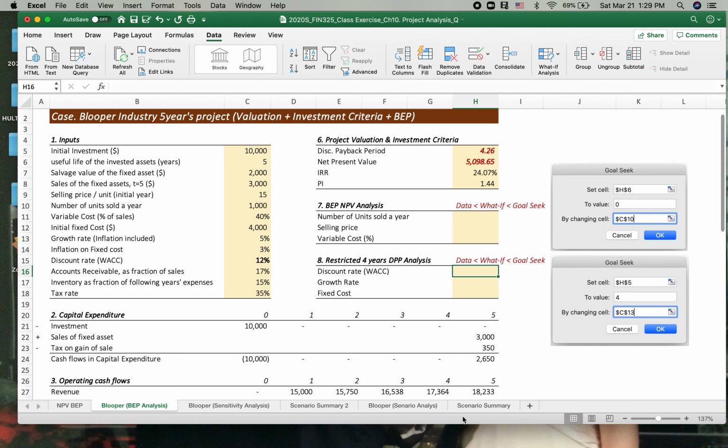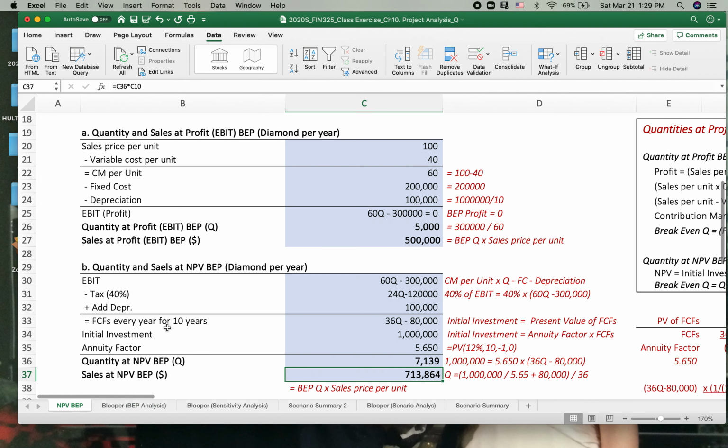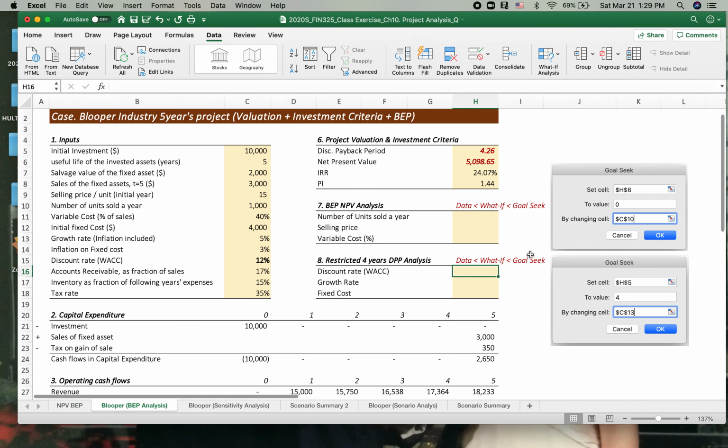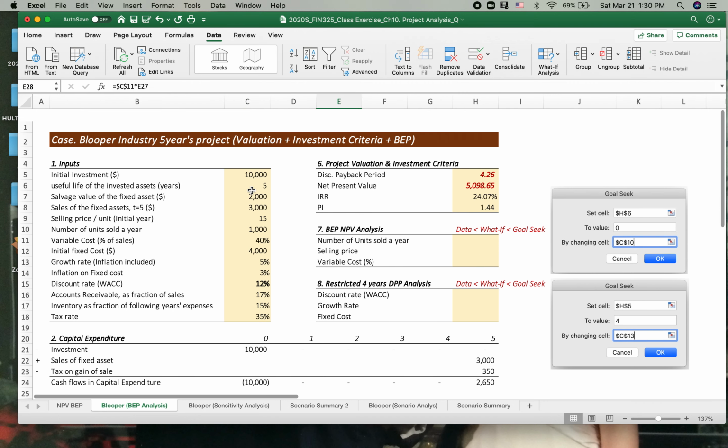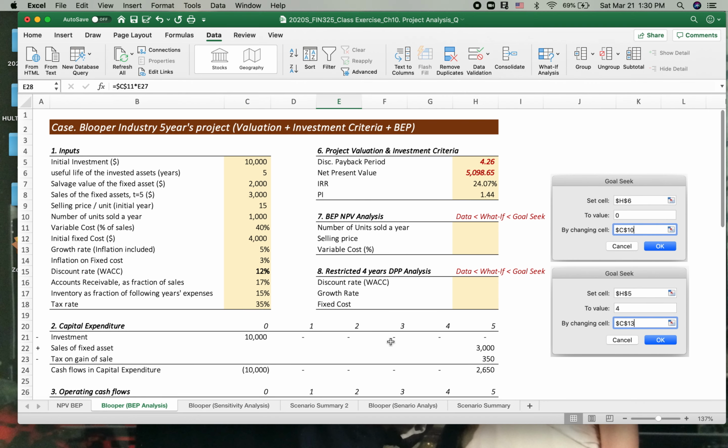I'm a student. The NPV analysis on the spreadsheet is much simpler than the manual calculation because we have the friend of Excel function, the What-If Analysis with Goal Seek. For example, we have this Blueprint Industry 5-year project and a lot of input variables in the spreadsheet. All the numbers are linked to the input variables with a function.